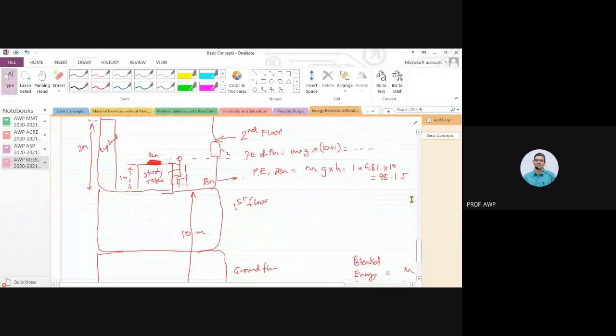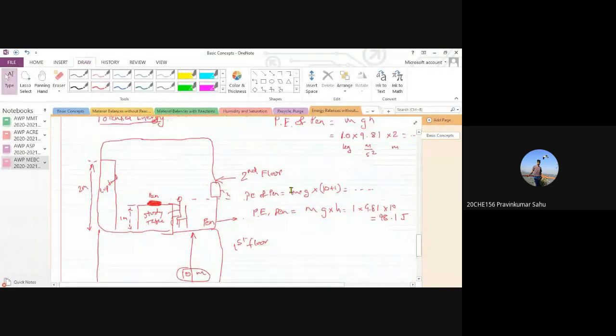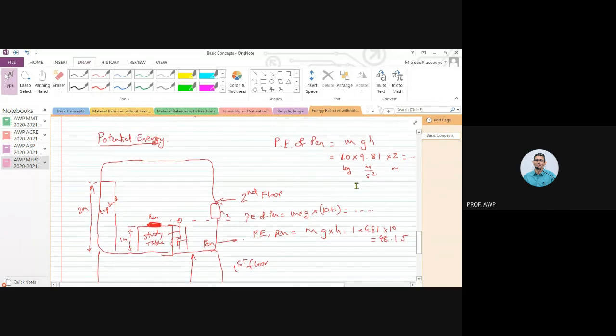Oh, sorry. No, 10 meters is the total height of two floors. So I thought the first one floor was 10. Floors are typically 10 feet, 11 feet, 9 feet in height. So it's about, I'm just taking 5 meters just for simplicity.